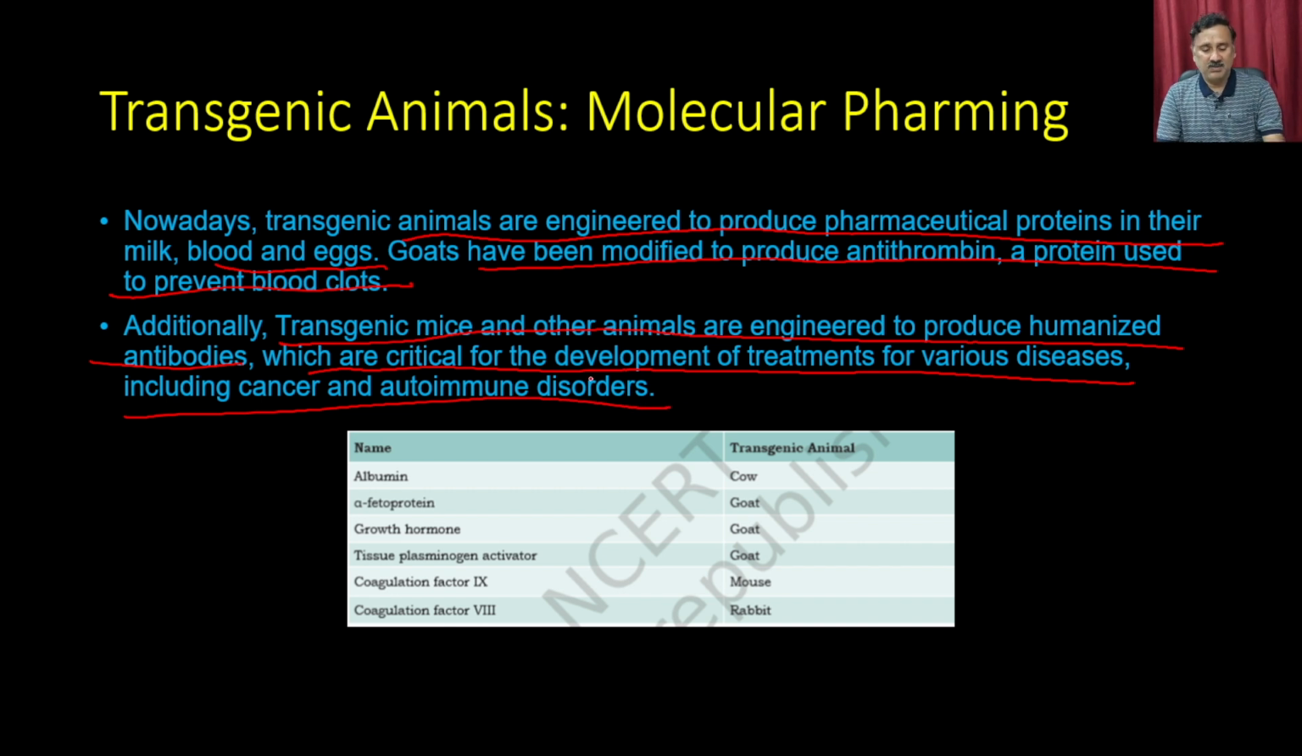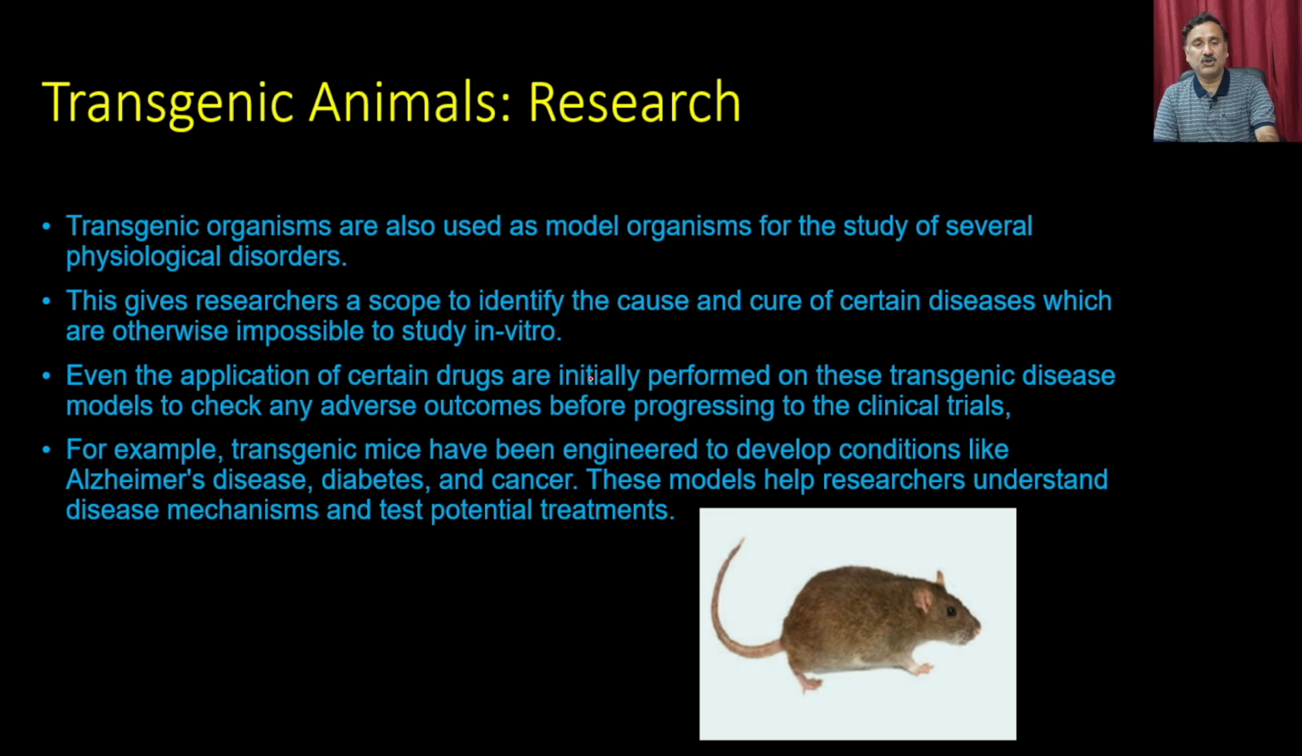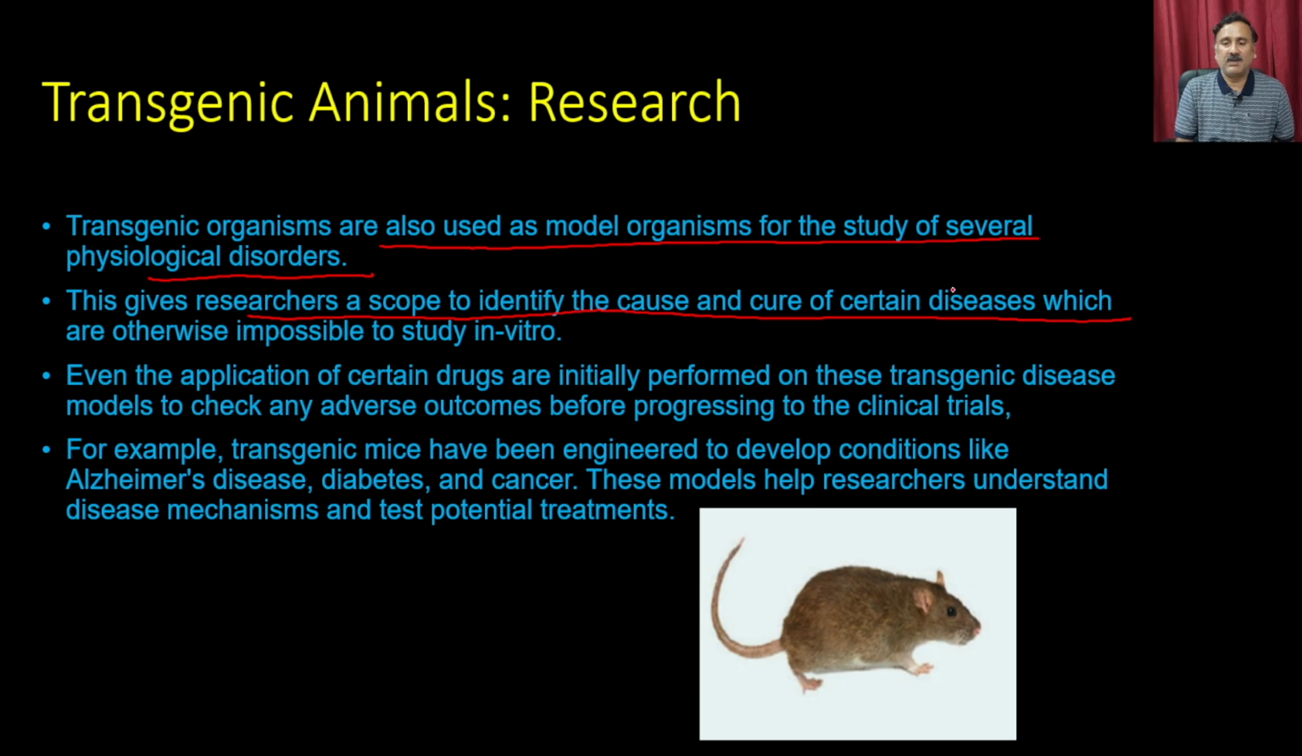Then the transgenic animals are also being used in research, right. Transgenic animals are also used as a model for the study of different physiological disorders. This gives the researcher a scope to identify the cause and cure of certain diseases which are otherwise impossible to study in vitro. Even the application of certain drugs is initially performed on these transgenic animal models to check any adverse outcome before progressing to the clinical trial or human trials.